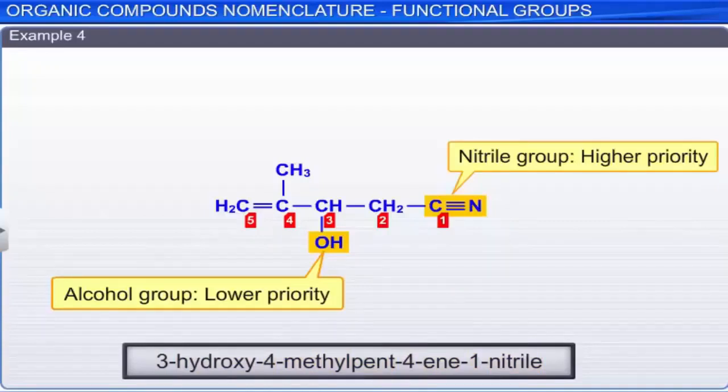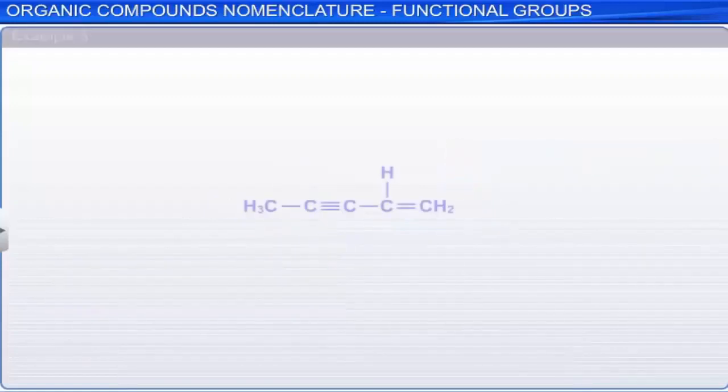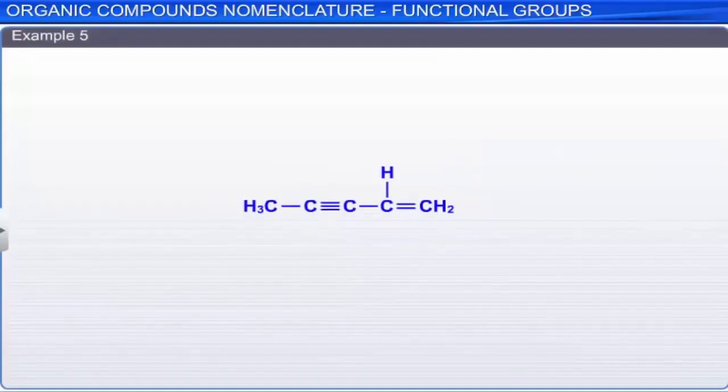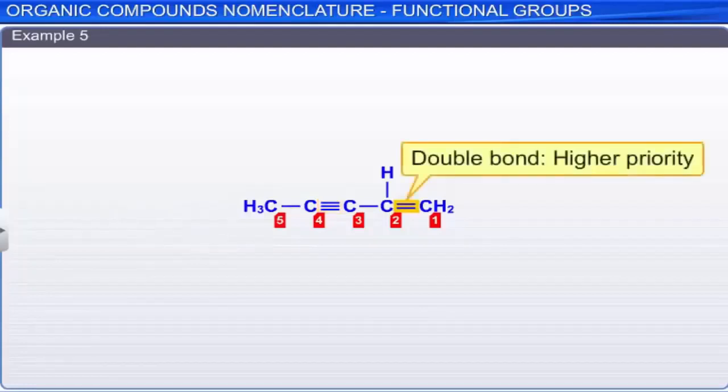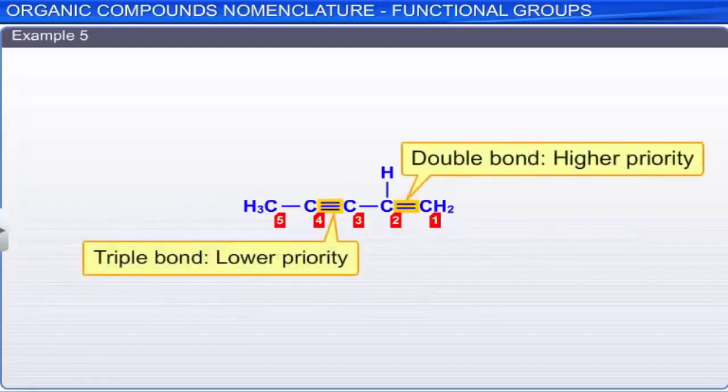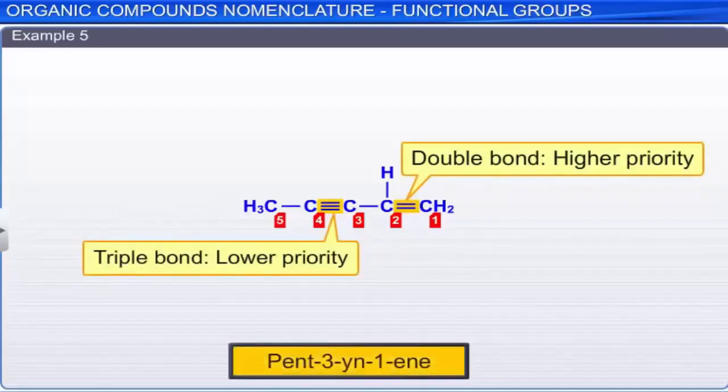The terminal E of the parent chain is retained as it is followed by a consonant and not by a vowel or Y. On the other hand, in the next compound shown here, there is a double bond and a triple bond. In IUPAC nomenclature of organic compounds, a double bond gets preference over a triple bond. Hence, the name of the compound will be pent-3-yne-1-ene.